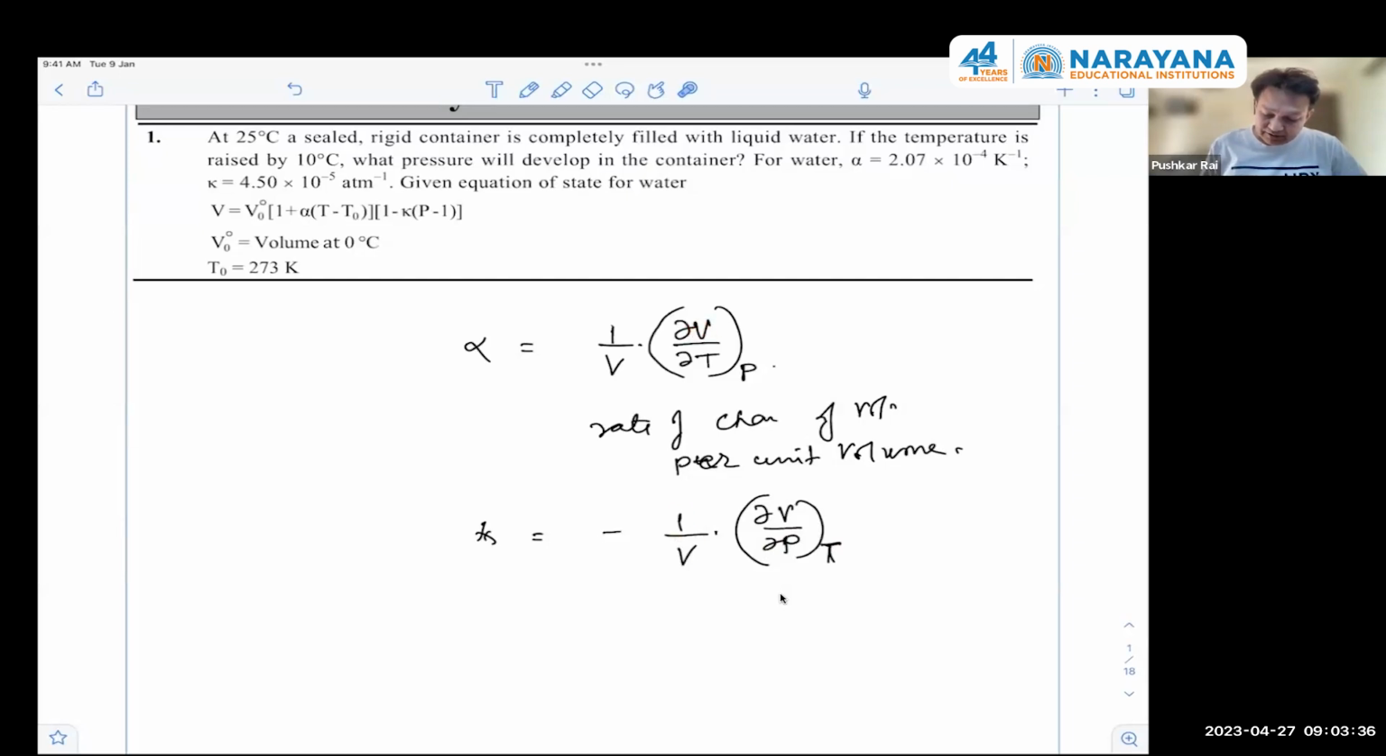And what is this? This is isobaric expansivity. This is isobaric expansivity. That means at constant pressure, what is the coefficient, how does its volume increase? Does it make sense? Does it make sense? Now, yes, sir, yes, yeah.